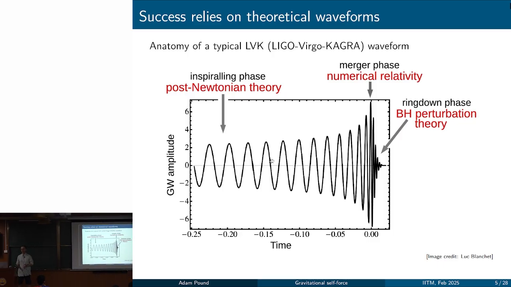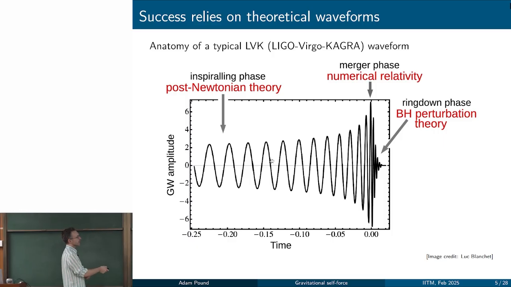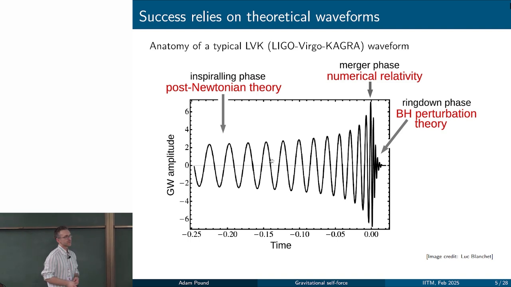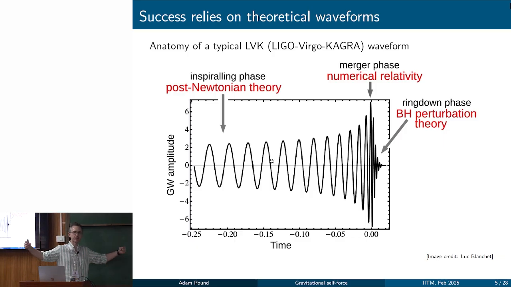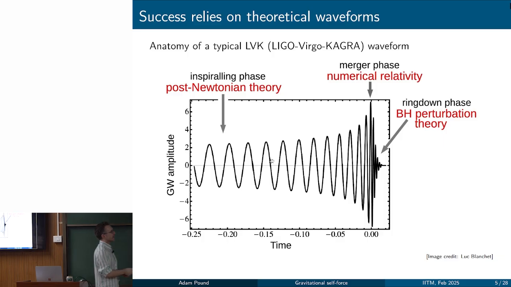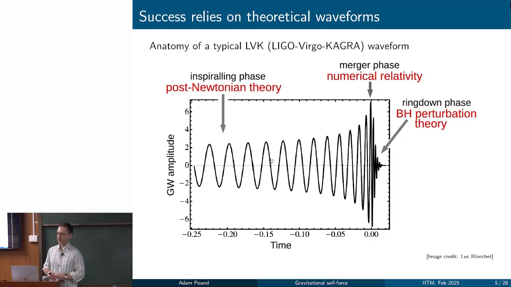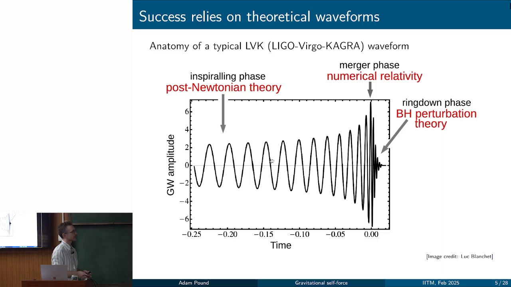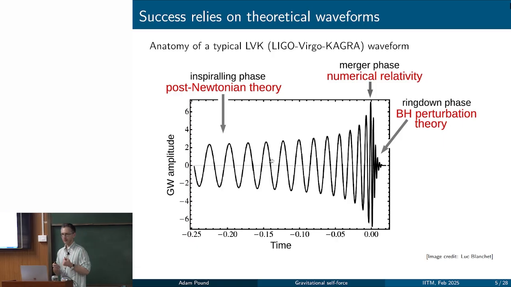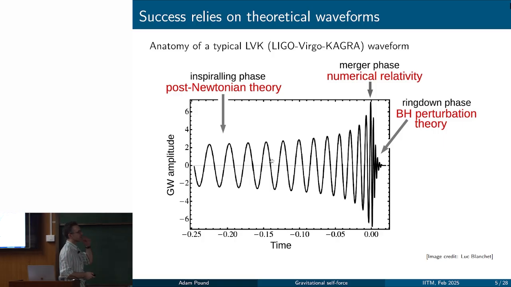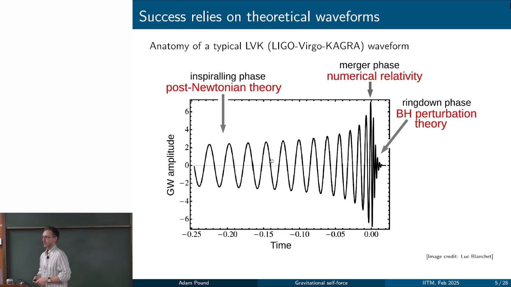And there's a standard paradigm of how we model these kinds of signals. So early on, when the objects are far apart, we can use post-Newtonian theory. Post-Newtonian theory is a weak field, slow velocity approximation, so it works very well when you have objects widely separated, moving slowly. Then at the very end, when we have just a single black hole that's vibrating and emitting radiation, that's well described by black hole perturbation theory, because it's just a single black hole with small corrections that are radiating away. In the middle, in the merger phase, the only method we've got, or at least the only first principles method, is numerical relativity.